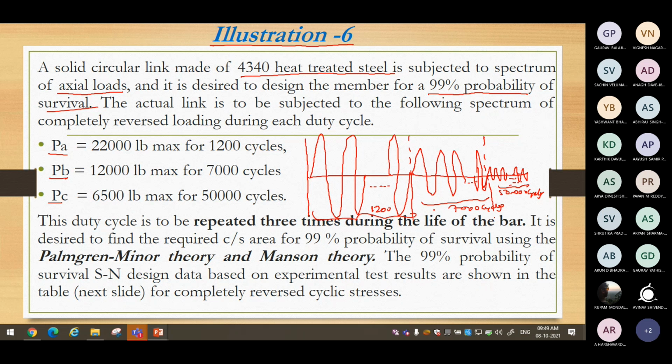And what are other requirements? The applied load is axial in nature. Component should survive 99% of the time. Only 1% failure is allowed in your total design, of the total number of components you are supplying. These are the required conditions. Okay.